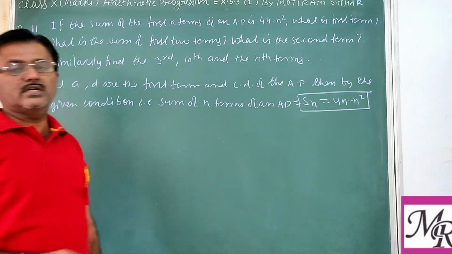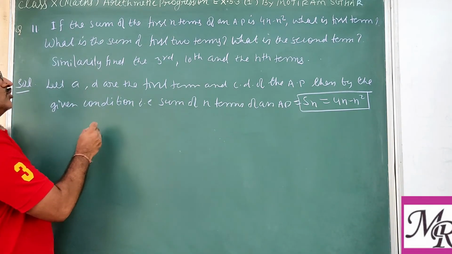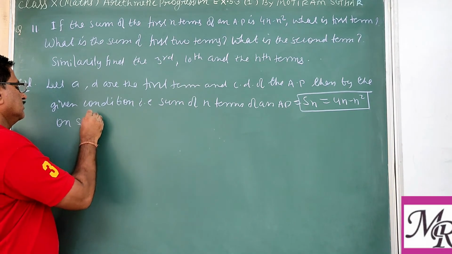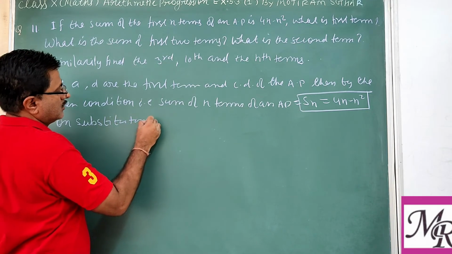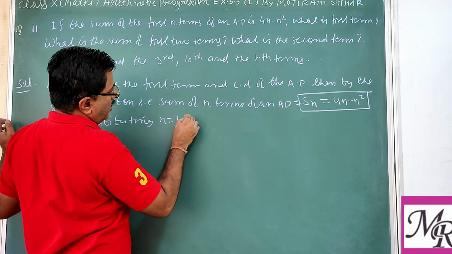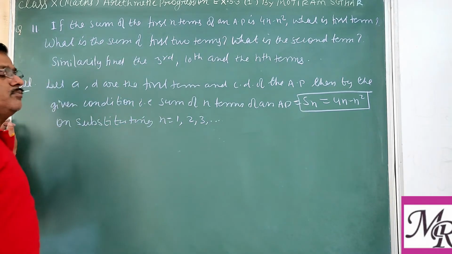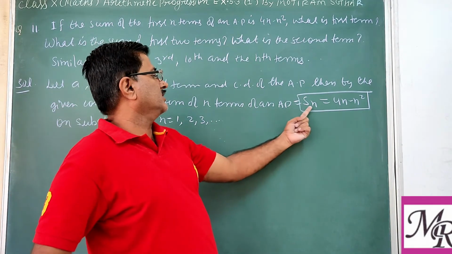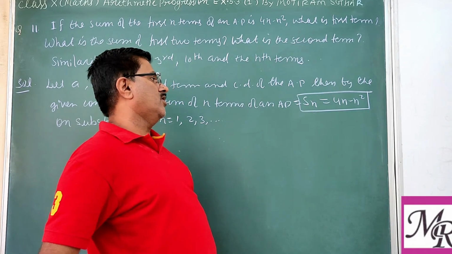We are given the sum of n terms of an AP as Sn. So we substitute n equal to 1, 2, 3 and so on. Putting in values of n, Sn means the sum of n terms, it may be 100 terms, 20 terms or any number of terms.